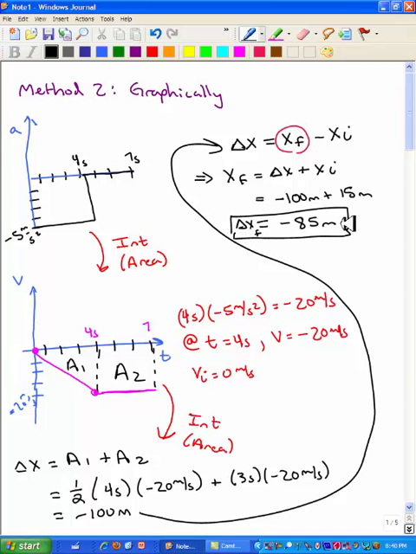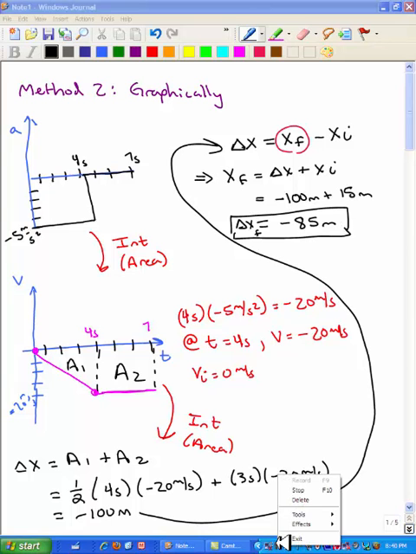Both answers are the same. Excellent, wonderful. Life still good. Physics still works. Hope it helps.